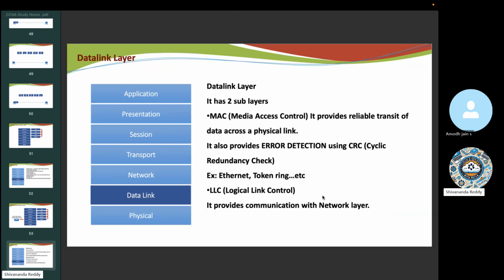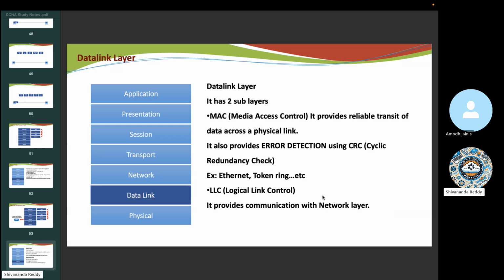Then next we have the data link layer. It has two sublayers also. The data link layer is the main layer, and inside this main layer there are two sublayers. One is media access control. It provides reliable transit of the data across a physical link. It also provides error detection using CRC, cyclic redundancy check. Examples: Ethernet, token ring, etc.